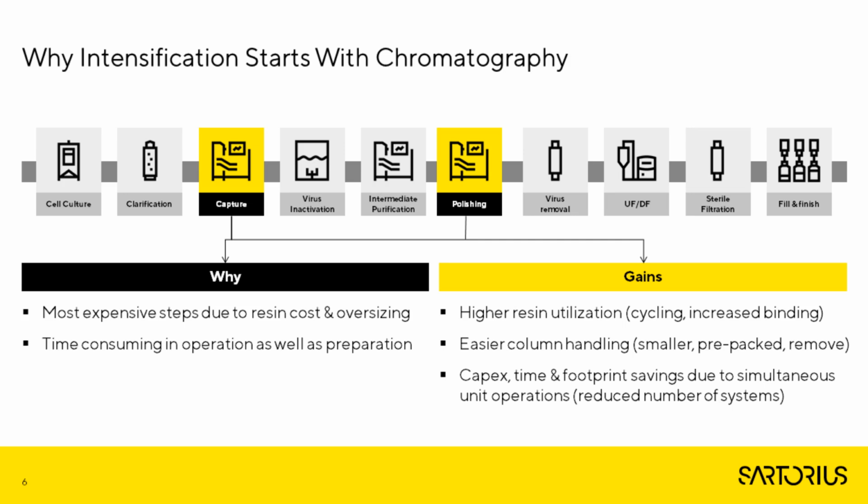The gains due to process intensification are CapEx savings and cost of goods savings, due to higher resin utilization by higher cycling rate and increased binding capacity. We are reducing the risk due to easier column handling by going towards smaller and pre-packed columns, or even removing the columns completely when switching towards membrane chromatography. We also see CapEx, time and footprint savings due to the simultaneous execution of unit operations and the reduced number of systems when we integrate multiple unit operations into the same system.